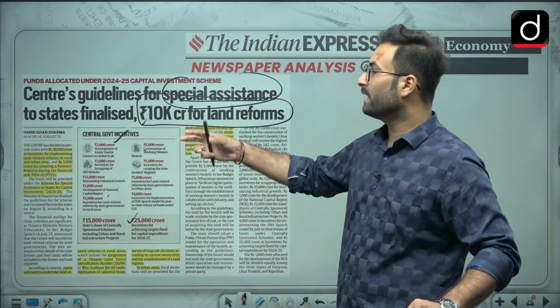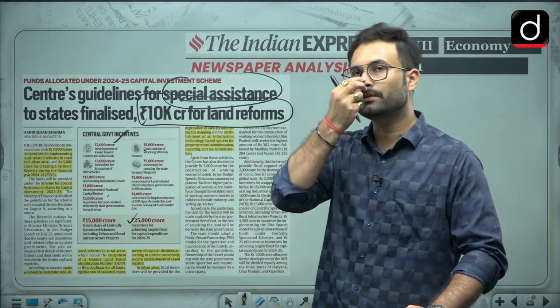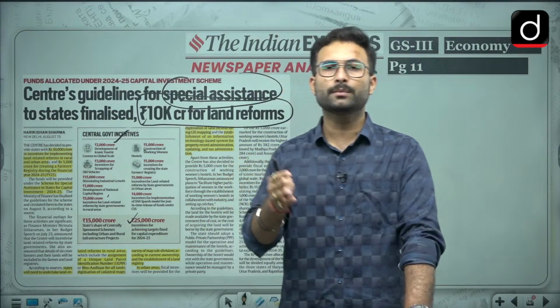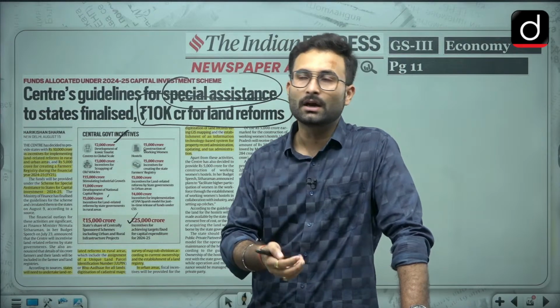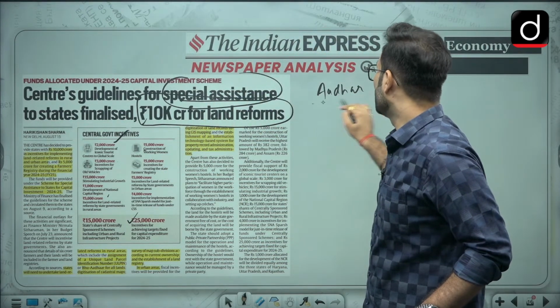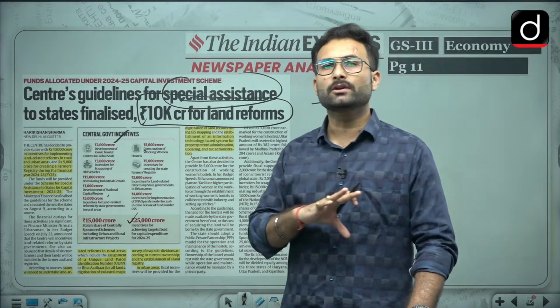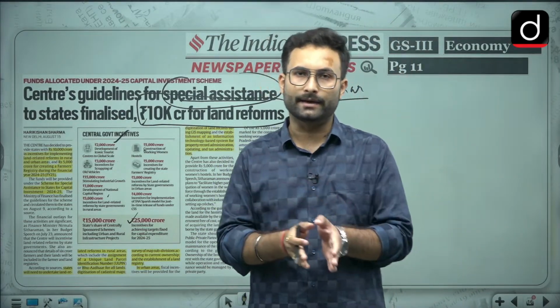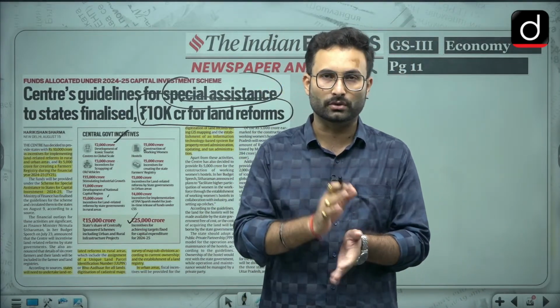So what kind of land reforms are we talking about over here? Basically what they are saying is that in the rural areas the land will be divided, and each parcel of the land will be given a unique identity number. That is called Bhu Aadhar. On the lines of Aadhar which we have, there will be a Bhu Aadhar. Now you can say that this is a kind of digitization of the land records.